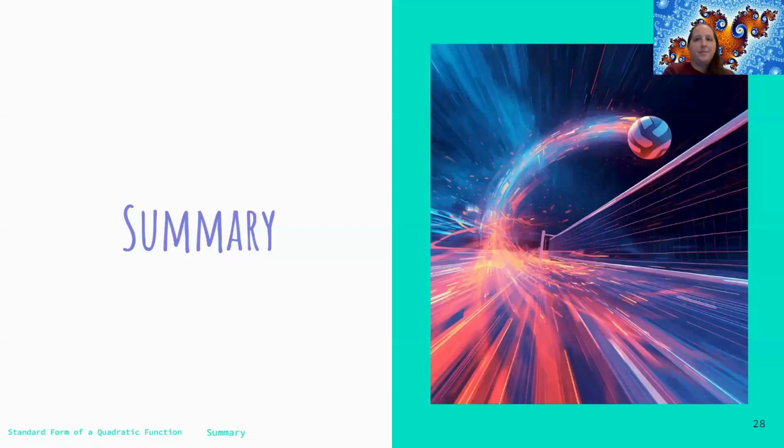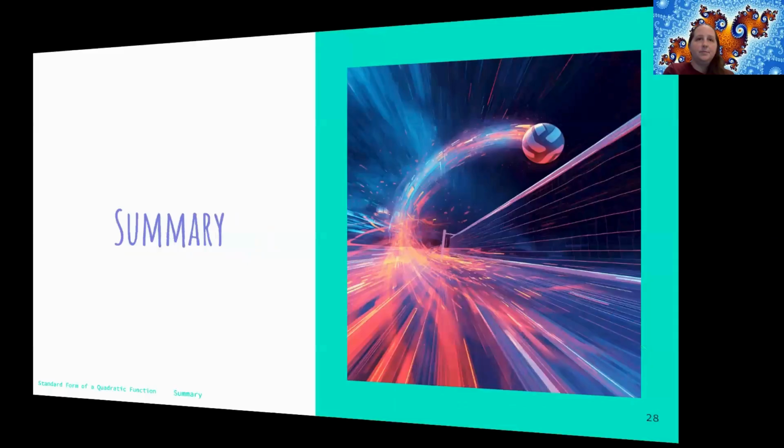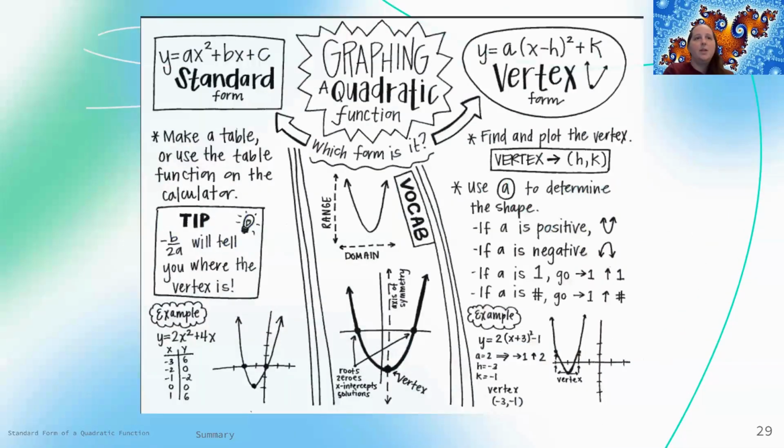Summary. So basically in standard form, I have ax squared plus bx plus c, or I can have vertex form, a times x minus h squared plus k. When you're doing standard form, you can make a table or use the table function on a calculator or Desmos to help you. Negative b over 2a will tell you where the vertex is because it's going to give you that x coordinate for your vertex.